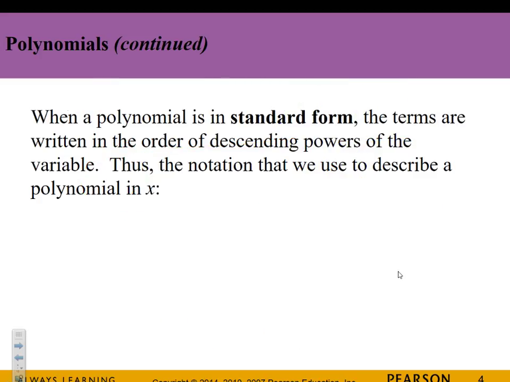When a polynomial is written in standard form, that means that you're writing it in descending powers of the variable. Descending. That means from the biggest power to the smallest power. Okay?